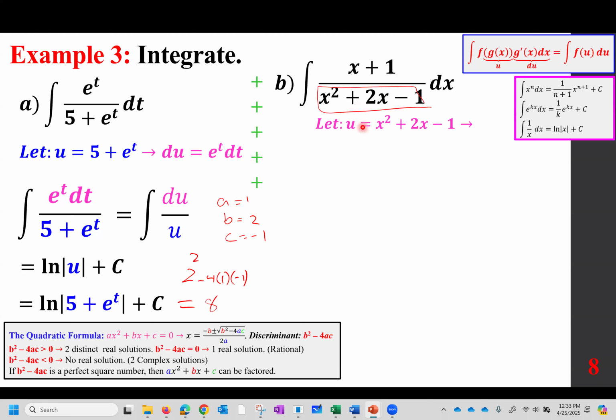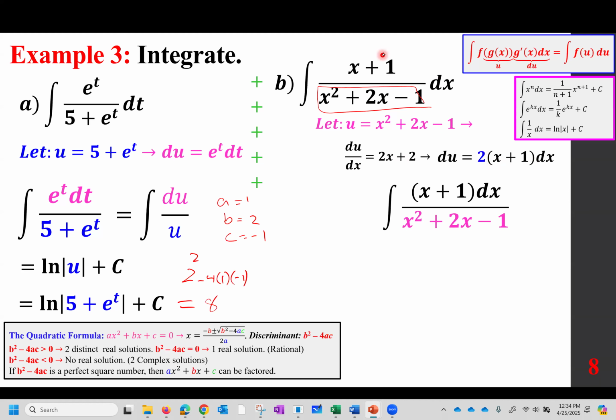If I differentiate this, I get 2x plus 2. du/dx is 2x plus 2, or 2 times x plus 1. So what is du? Same thing times dx. And I factor the 2 out. You'll see in a moment why it's important. 2 times x plus 1 times dx. So I'm going to put the dx next to x plus 1.